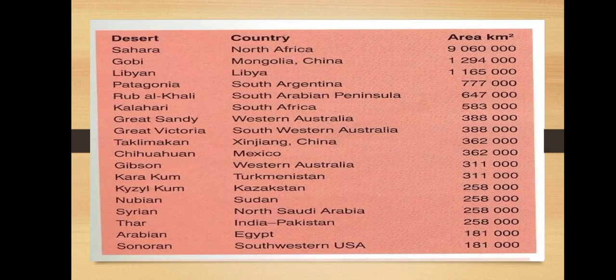on and so forth. So these are the list of the deserts and the country where they belong, and this is the land area in square kilometers. So you can read that one, and I think that is self-explanatory.